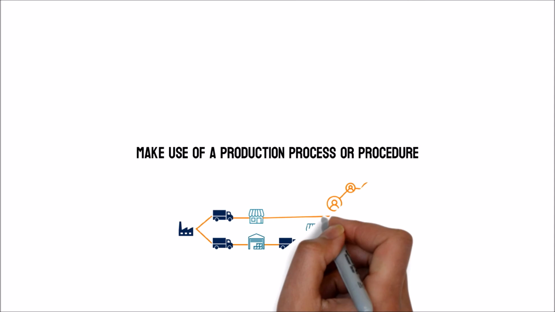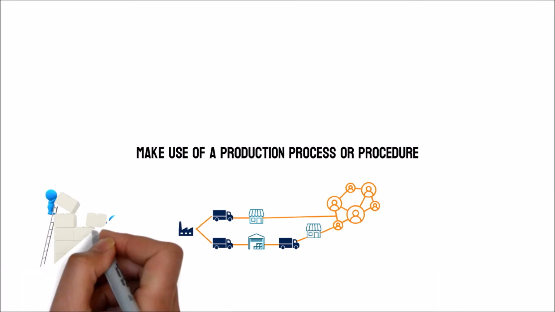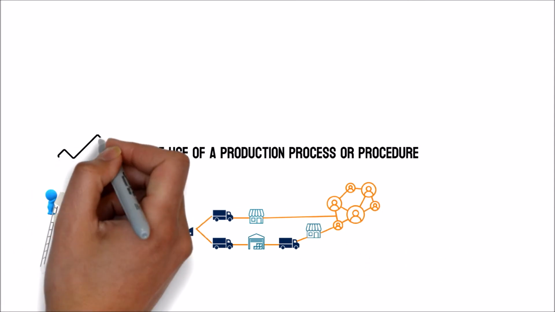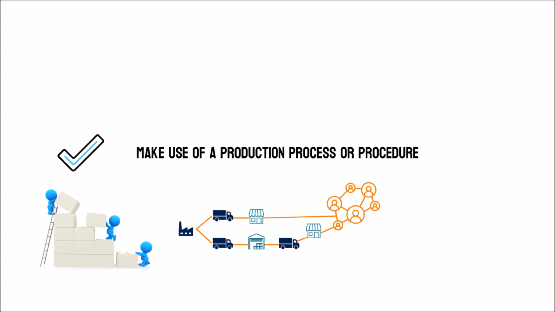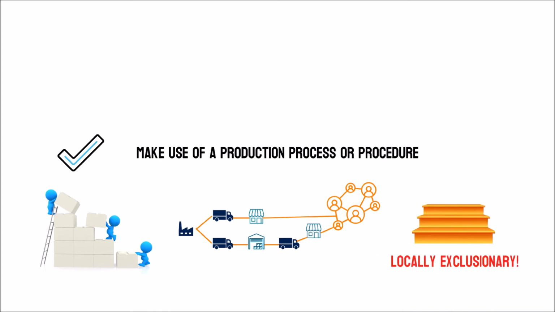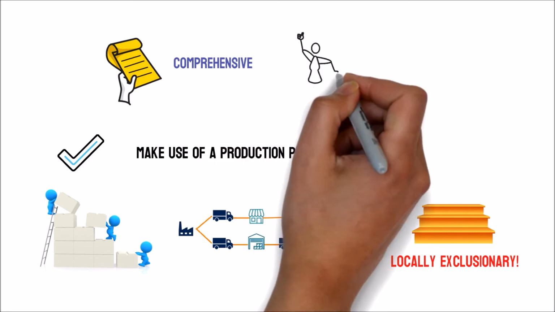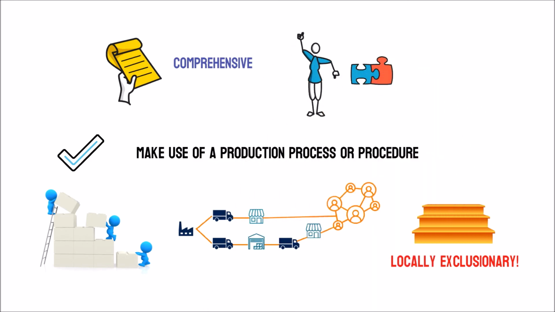Make use of a production process or procedure. Adopting a distribution network or a procedure to structure a foundation can be highly effective in some circumstances. Since each stage is distinct, the foundation would be mutually exclusive. In addition, if they include all of the steps along the way, their structure must be collectively exhaustive. Let's use this method to solve the problem.